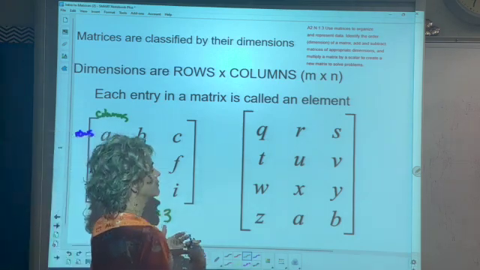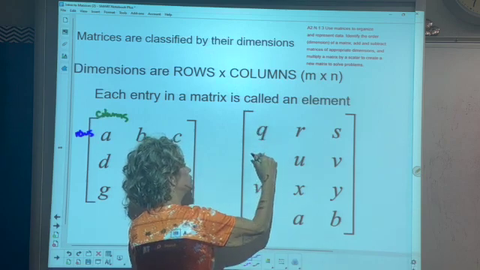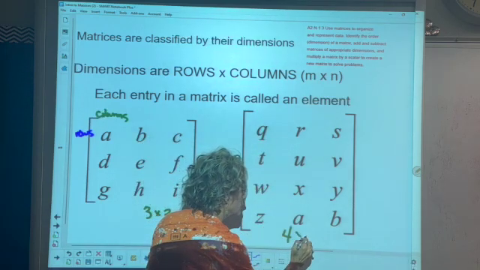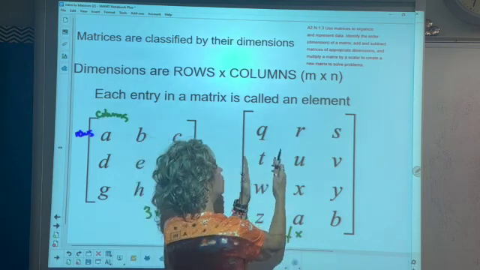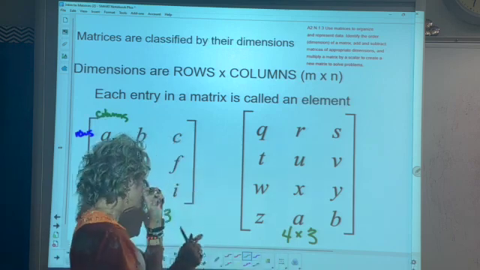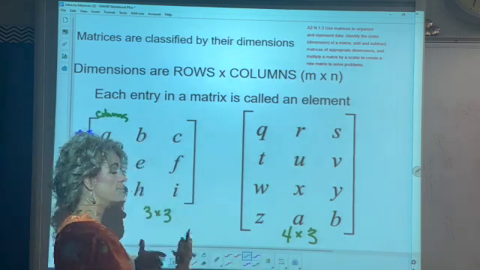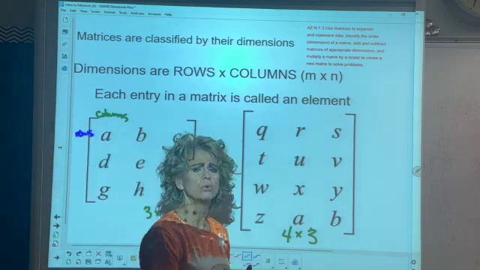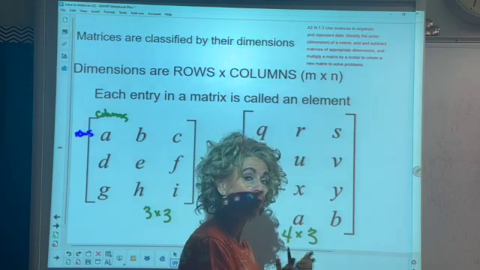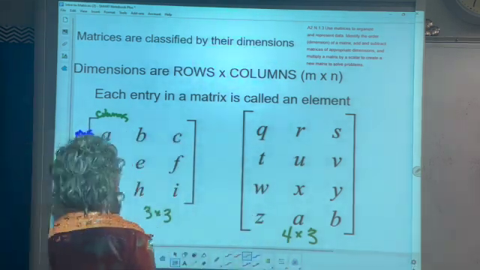Rows by columns. This one here, how many rows do we have? 1, 2, 3, 4. We have 4 rows by 3 columns. Do not mistake this little X as a multiplication sign. It's a "by." Kind of like when you go to the store, you have a 2 by 4. It's 2, then you have your little X, by 4. You have 4 by 6. Okay? It is the dimensions of the matrix.